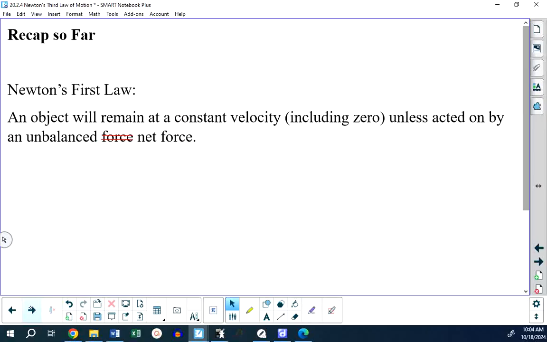I don't think I've gotten around to fixing your note package. The word force appears twice in there. It's just grammatically it doesn't make sense. I think I was probably typing it out and said unbalanced force and then went, oh no, net force, but I forgot to get rid of the word force.